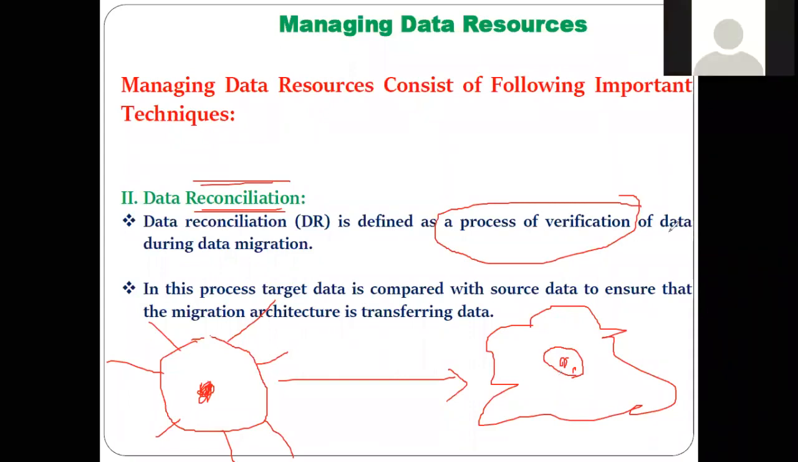No, sir. That is nothing but the concept of data reconciliation. It is the process of verifying the data which is transferred from the source location to the destination. Got the point?